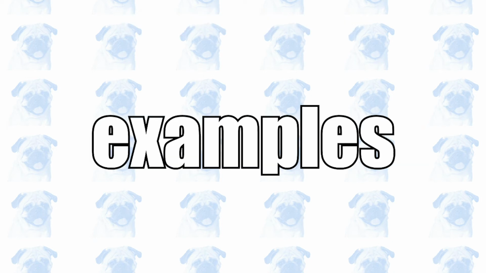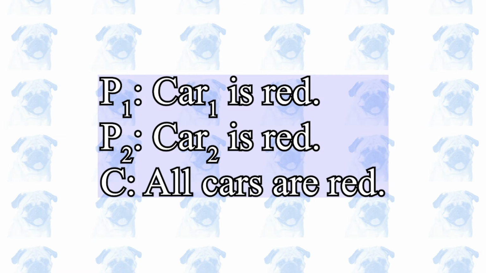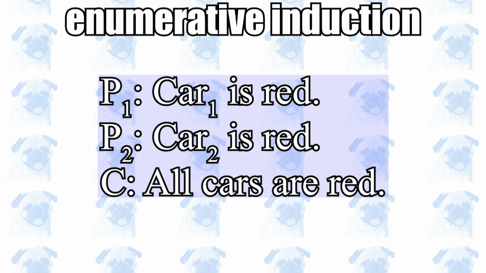Let's look at some examples of inductive arguments. 6. Car 1 is red. Car 2 is red. Therefore, all cars are red. This is a restated version of argument 3. The two premises present observational evidence in support of the conclusion, and the conclusion makes a generalization about all cars based on a finite number of observations. This form of inductive reasoning is called enumerative induction because you enumerate or list individual observations.